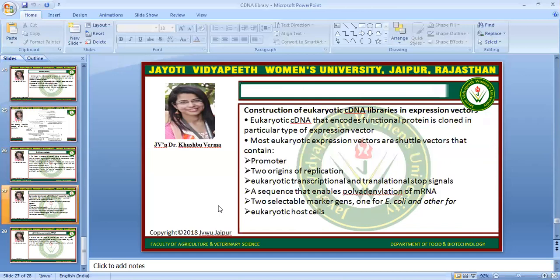Now we will discuss the construction of eukaryotic cDNA libraries in expression vectors. Eukaryotic cDNA that encodes a functional protein is cloned in a particular type of expression vector. Most eukaryotic expression vectors are shuttle vectors that contain a promoter, an origin of replication, eukaryotic transcriptional and translational stop signals, a sequence that enables polyadenylation of messenger RNA, and two selectable marker genes, one for E. coli and the other for eukaryotic hosts.